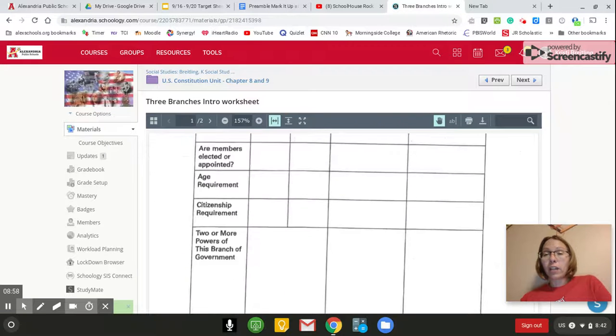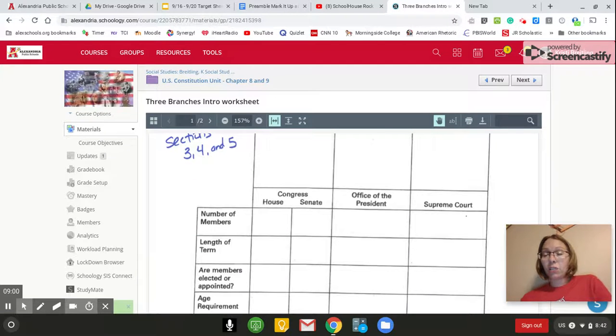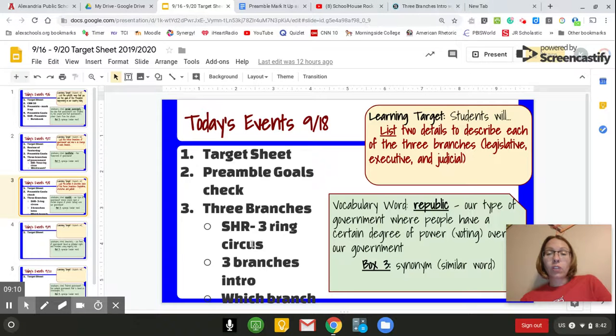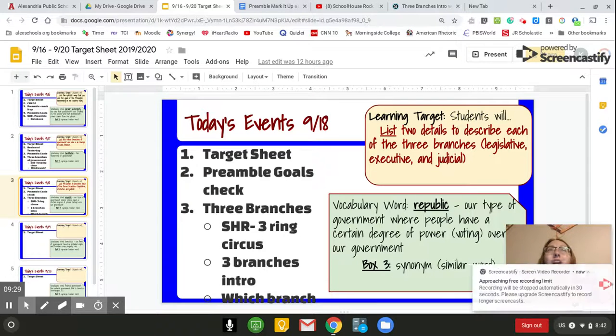Tomorrow, we're going to take a closer look at these and do some evaluating, thinking about what is describing each branch. So I go back to here, and so there was the preamble goals, the 3-ring circus. We watched that a couple of times and did some talking around that. And then we started that 3 branches introduction. Tomorrow, we'll get to which branch. So think about some details. What would describe each branch? Who's in it? What powers do they have? How many?